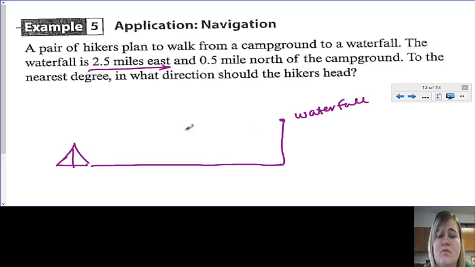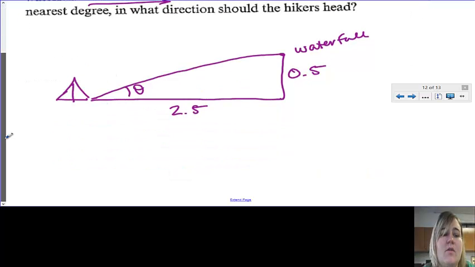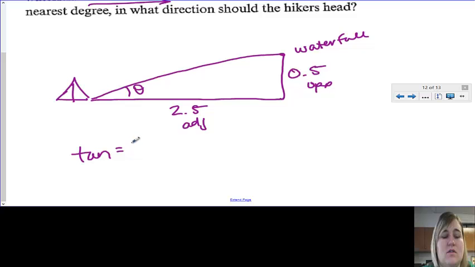Okay. They don't want to walk 2.5 and then another half mile, so 3 miles. They want to take the shortest distance, but they don't know what angle that they should walk at from their campsite. I know that this distance was 2.5. I know that this distance was 0.5. So I want to know what theta is. I want to know that angle measure. Well, I've been given the opposite and adjacent, right? Opposite and adjacent. So I know that tangent is equal to opposite over adjacent.